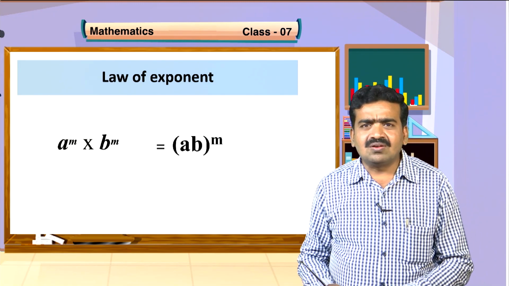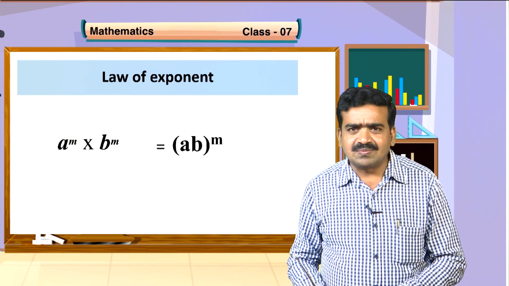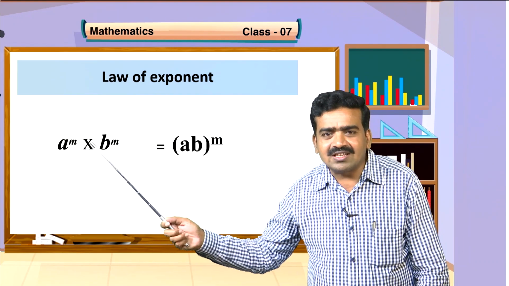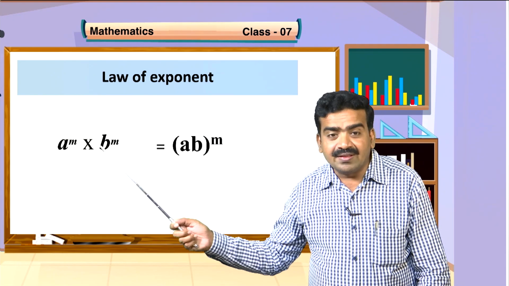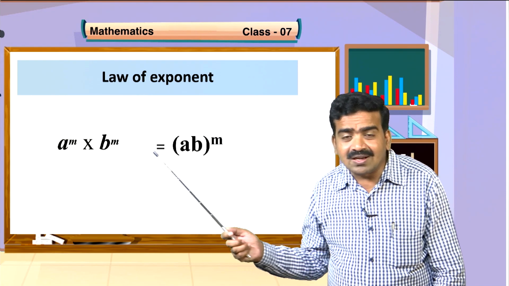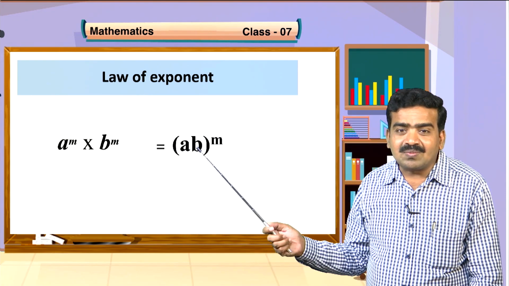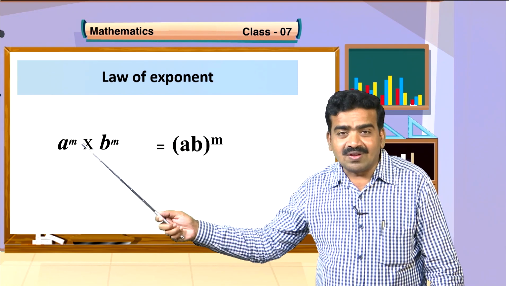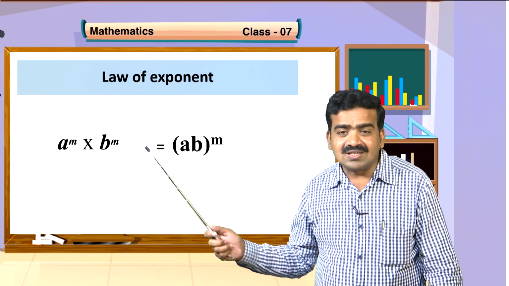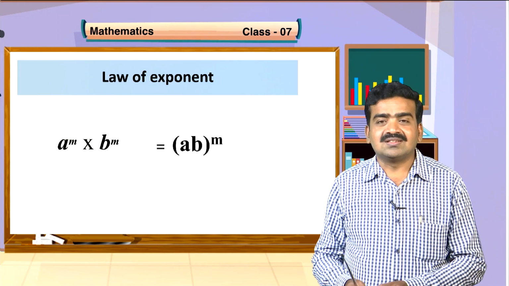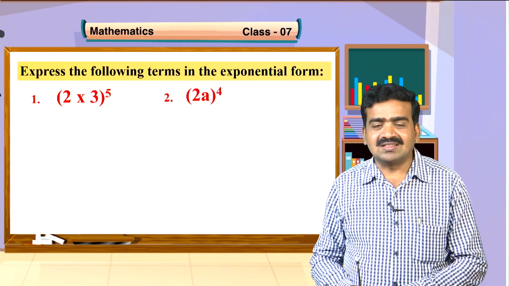So, what you have to understand from this is that here the bases are different and the exponents are the same. When the bases are different and the exponents are the same, it can be written as the product of the bases to the power of the exponent. a to the power of m into b to the power of m is equal to ab to the power of m. So, let us solve a few problems based on this.